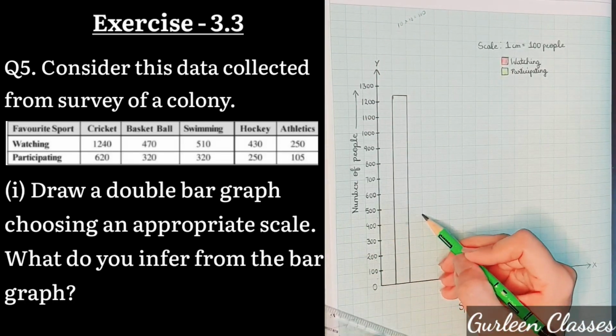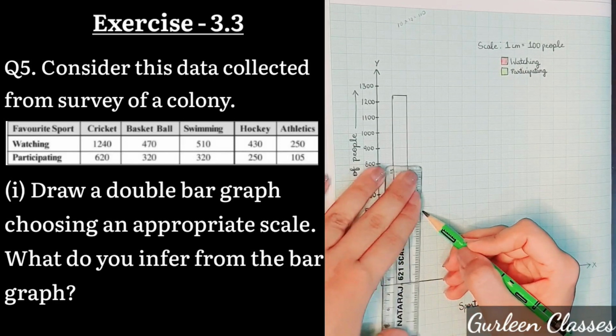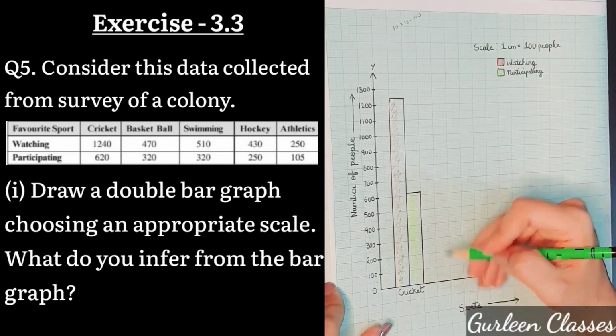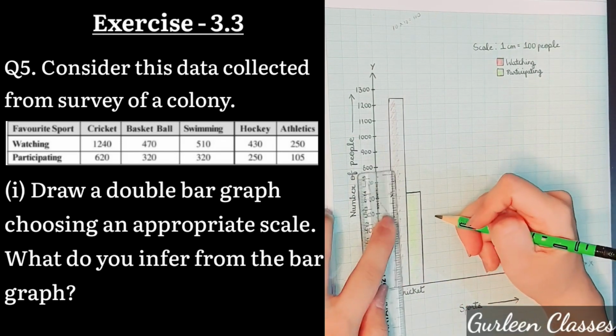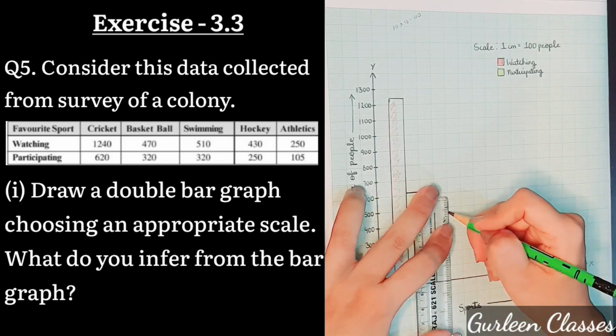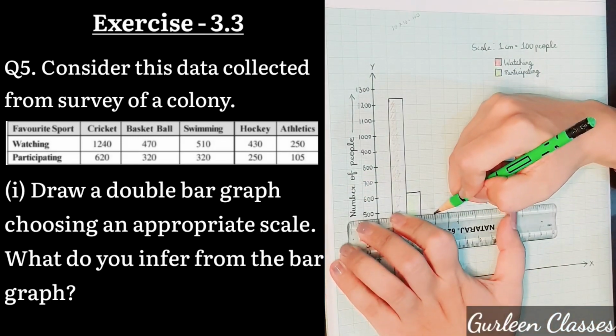Participating we have 620. So mark a point just above 600, 620, and color it with yellow. Next game is basketball. Basketball 470. So mark a point above 400, 470. With the help of a scale, draw a line.